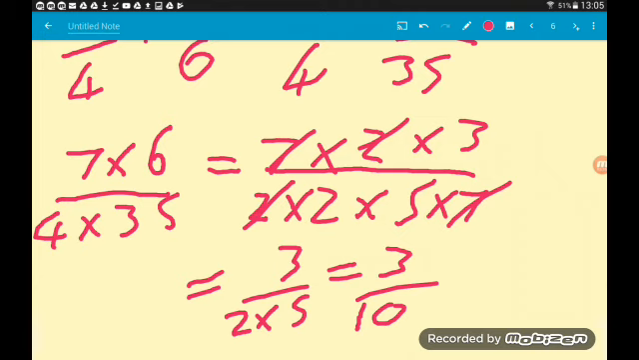Okay, so what have we done now? We've done division and multiplication by fractions. Next, we'll have a look at improper fractions and mixed numbers.